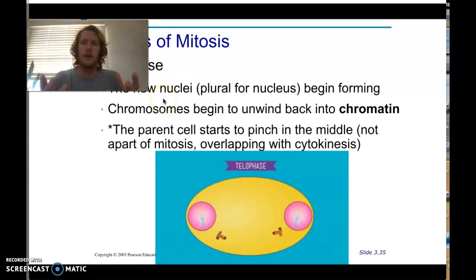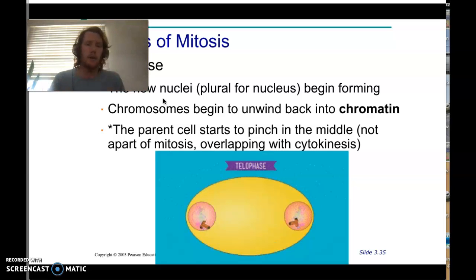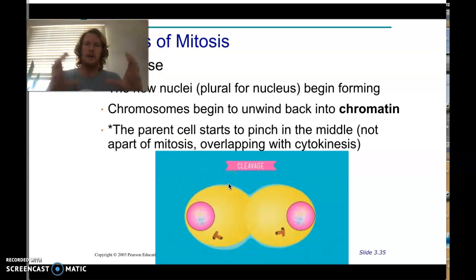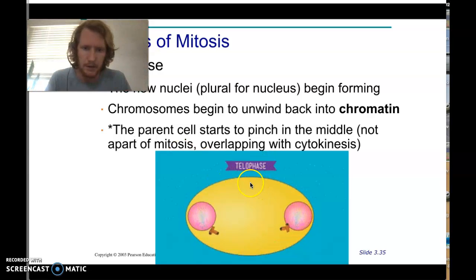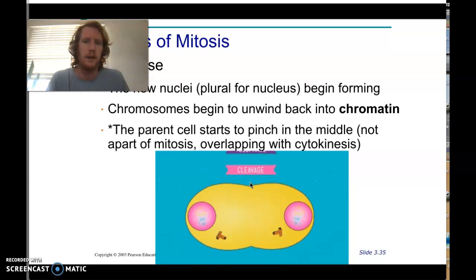The new nuclei, plural for nucleus, begin forming around those chromosomes. Chromosomes begin to unwind back into chromatin, turning back into that spaghetti shape. The parent cell starts to pinch in the middle. That's not a part of mitosis, that's cytokinesis happening, but you see it starting to pinch. So this is where cytokinesis and mitosis overlap as well. Pause if you'd like to use this for your assignment.